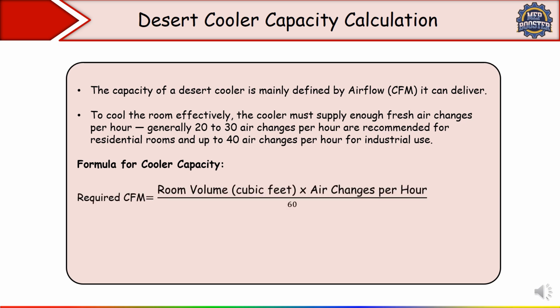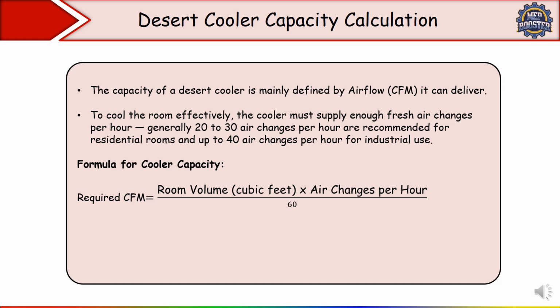If you want to calculate the required airflow in CFM, first thing, you need to calculate the room volume in cubic feet, then multiply this room volume to air changes per hour divided by 60. So first we calculate how much air the cooler must supply, because desert cooler works by replacing hot air with fresh cooled air continuously. Now maybe your question is, sir, why room volume is used in this formula? So simple. Big room means more air required, small room means less air required. So airflow depends on room size. That is why room volume is used.